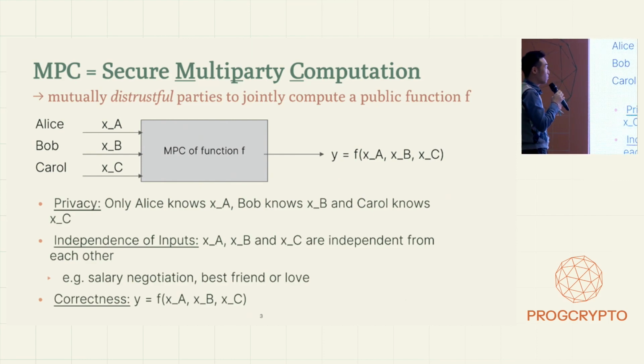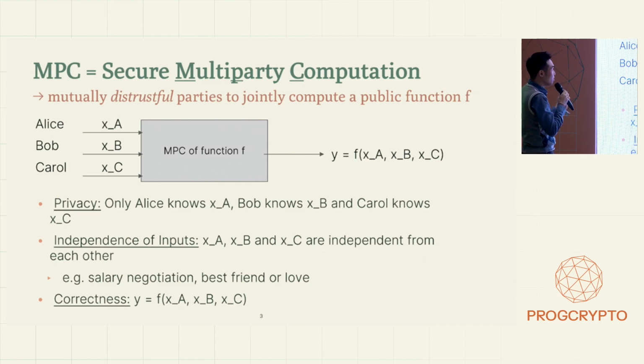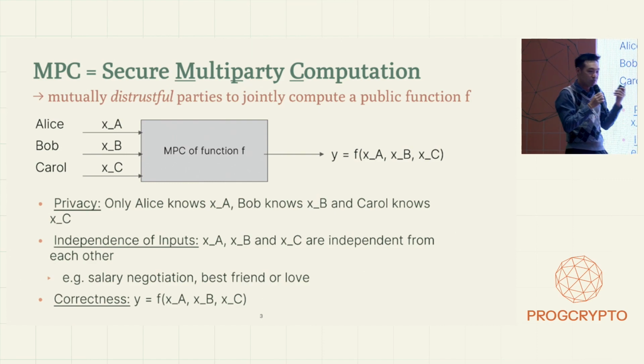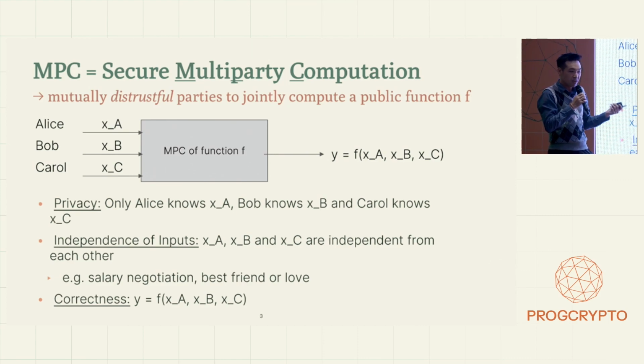MPC stands for Secure Multi-Party Computation. Here we have the M, P, and C, not including the secure one, because what is the point of having an MPC if it is not secure, right? An MPC allows mutually distrustful parties, who don't have to trust each other for privacy, to still be able to compute a public function F.